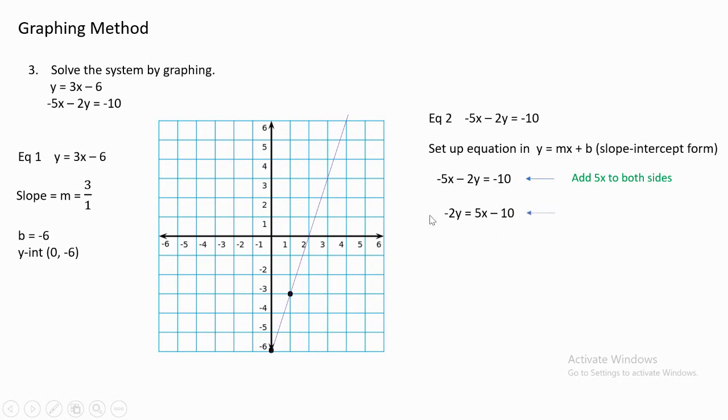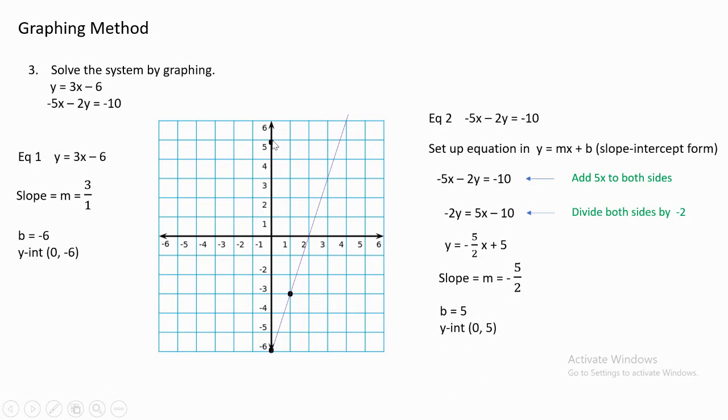Then my next step, I have to divide both sides by negative 2, or every term. So negative 2 divided by negative 2 will give me y. So y equals negative 5 over 2 x plus 5. So again, my slope, my m, is equal to negative 5 over 2, which means it's going to go down 5 and 2 to the right. And the b is my y-intercept. So this is my starting point. 0, 5 is my starting point, which will be about right there.